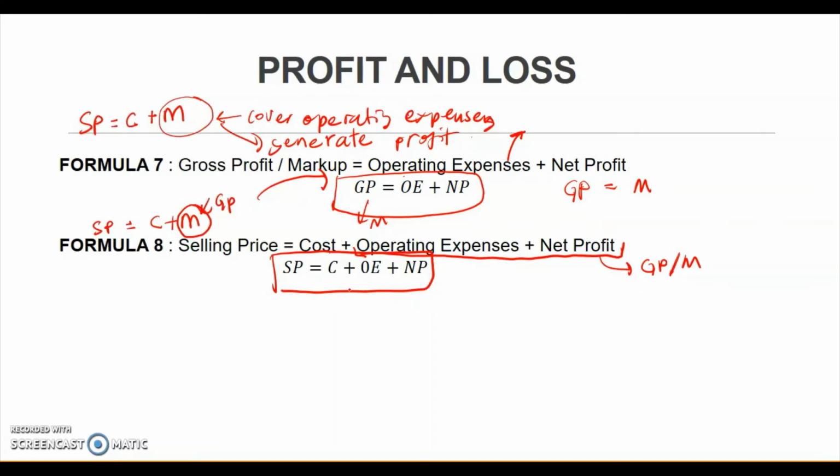Okay, jadi selling price ni, dalam selling price ada cost, and then ada OE. OE adalah operating expenses, perbelanjaan untuk a business. Net profit is untung bersih.